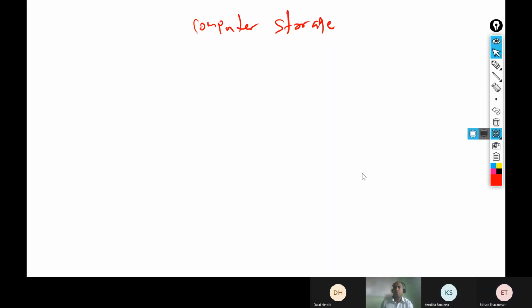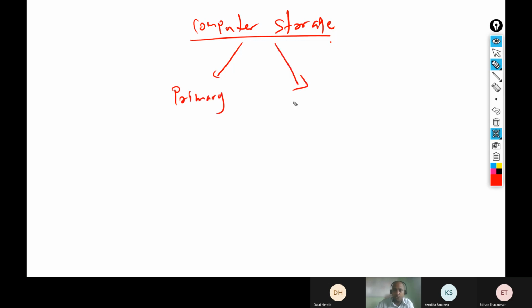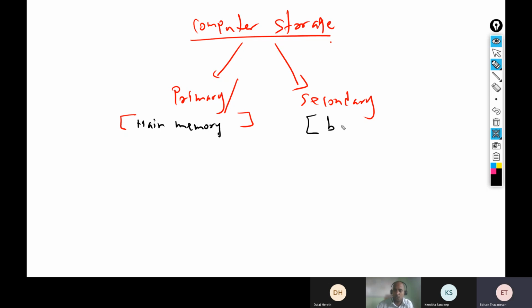Computer storage. Normally it goes like this: primary storage and secondary storage. Primary storage, what is another name for it? Anyone? It's main memory. Secondary storage, any other name? Backend storage.